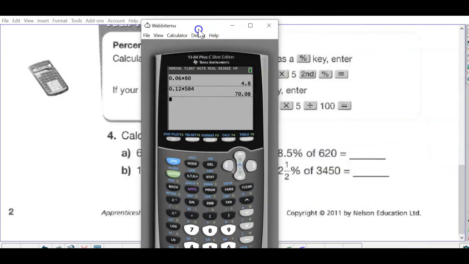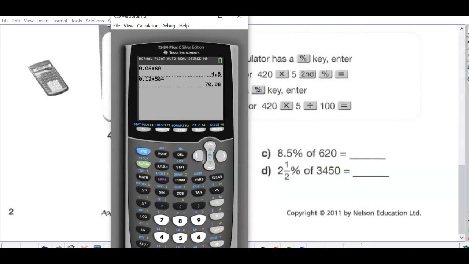Then 12% is 0.12 times 584, 70.08. Then 8.5% is 0.085 times 620, is 52.7. And if you think, you kind of want to use some of your mental math. 10% of 620 is a really easy number to calculate. You're just moving the decimal one to the left. So that would be 62. 8.5% is a little less than 10%. So is this a little less than 62? Yeah, it is.